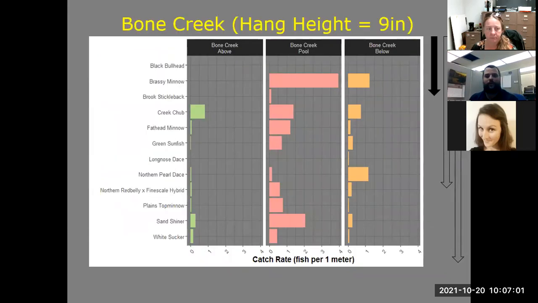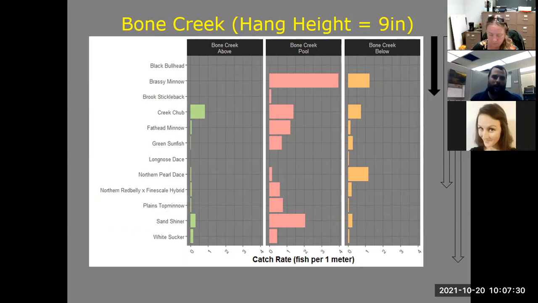So into our next graphs, I wanted to break each site down by species captured for a catch rate of fish per 1 meter. And just an example, brassy minnows on the Bone Creek pool, it goes all the way up to the 4. And so what that means is we would expect to find 4 brassy minnows per 1 meter sampled with these graphs. So I just wanted to define that a little bit.